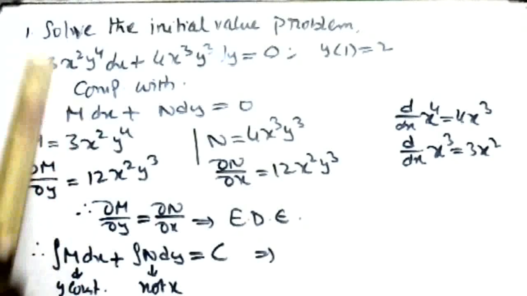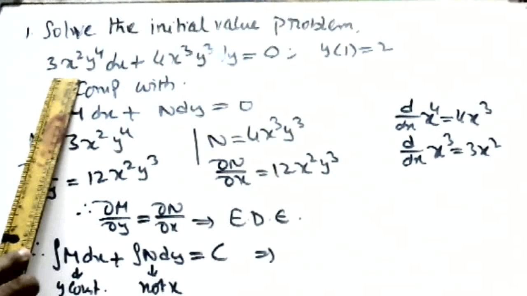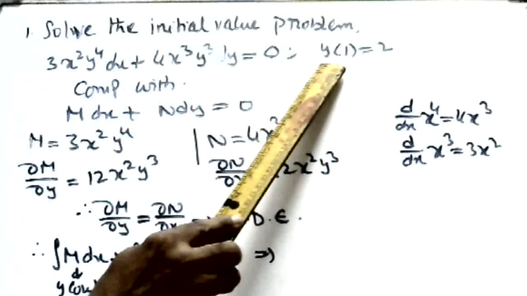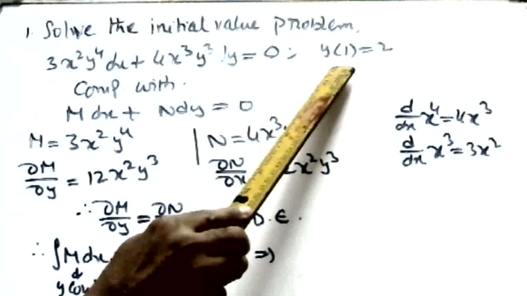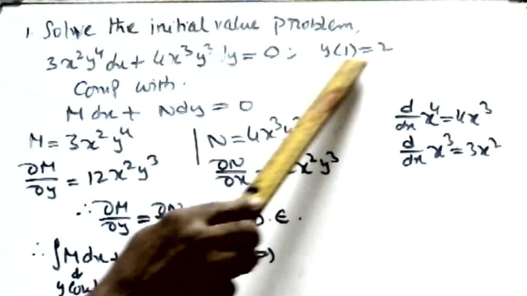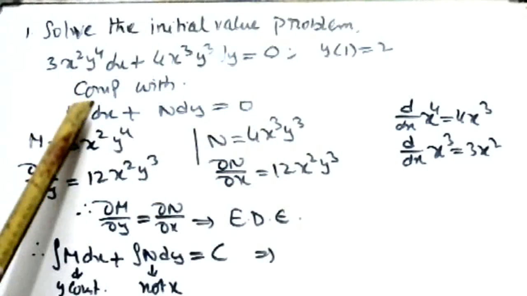Now see here, next question. I wrote some steps before itself. Solve the initial value problem. This is the problem. You see here, y of 1 equals 2. This initial value condition is given to find the value of c at last. After solving the question completely, when we use this condition, we'll get the value of c.